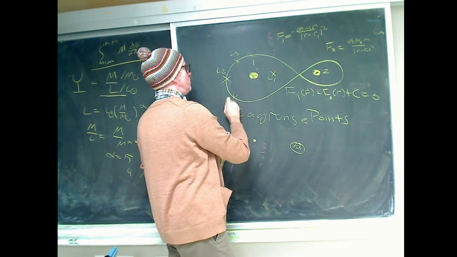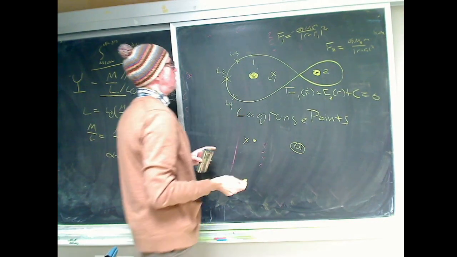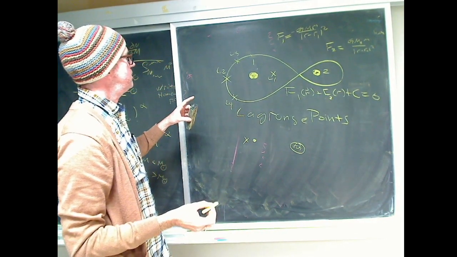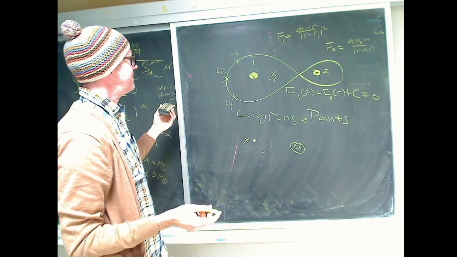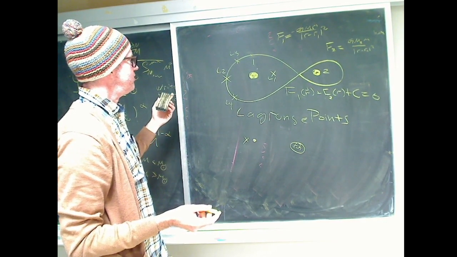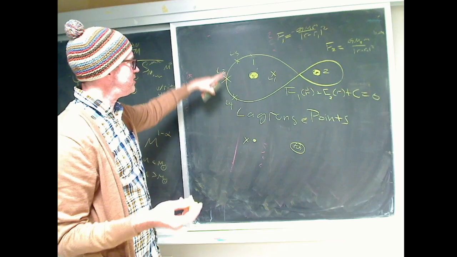L3 and L4 are here and here. Am I missing one? I'm sorry, my brain is totally farting. Is there a 5th Lagrange point? Anyway, these are the important ones.